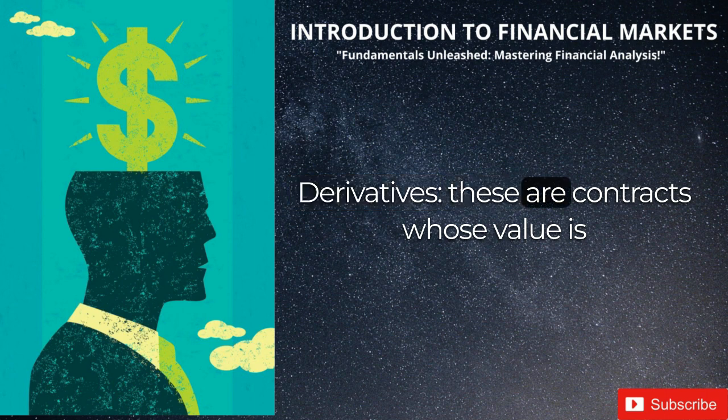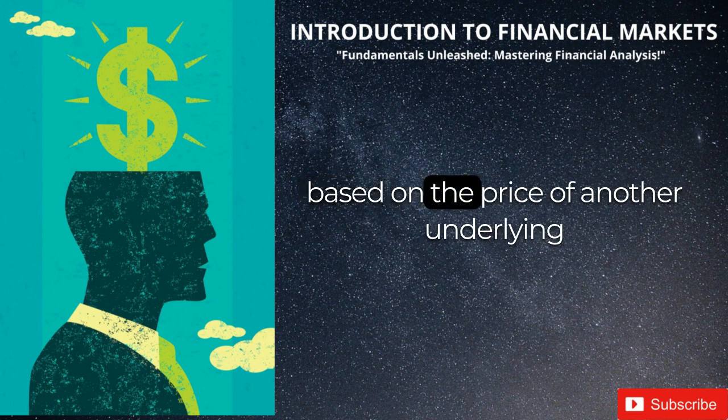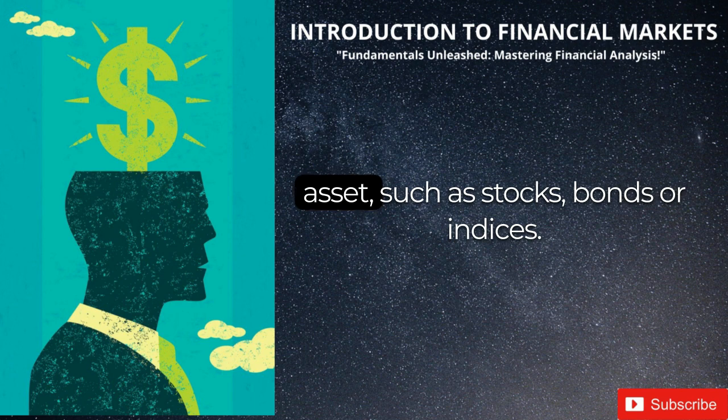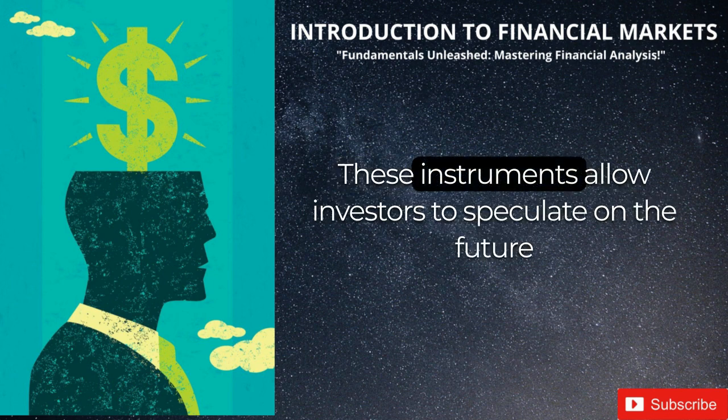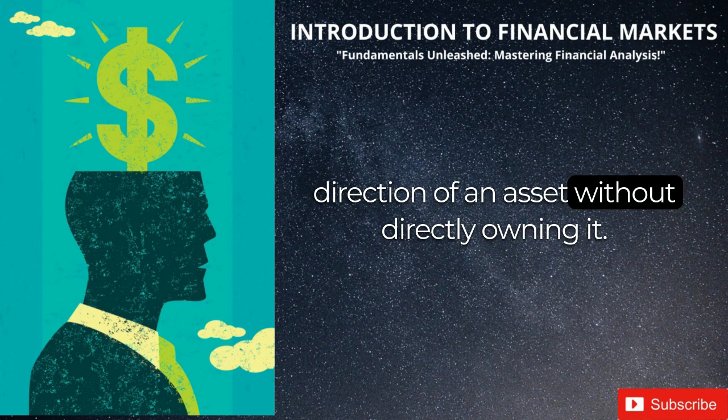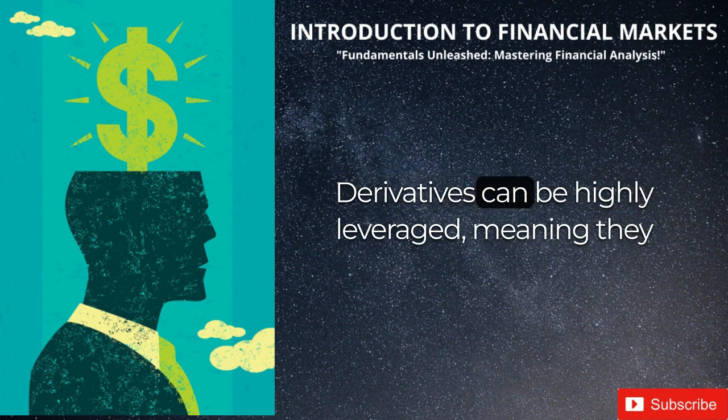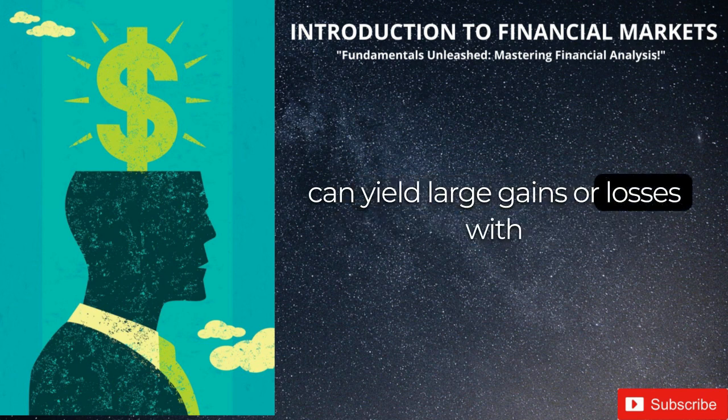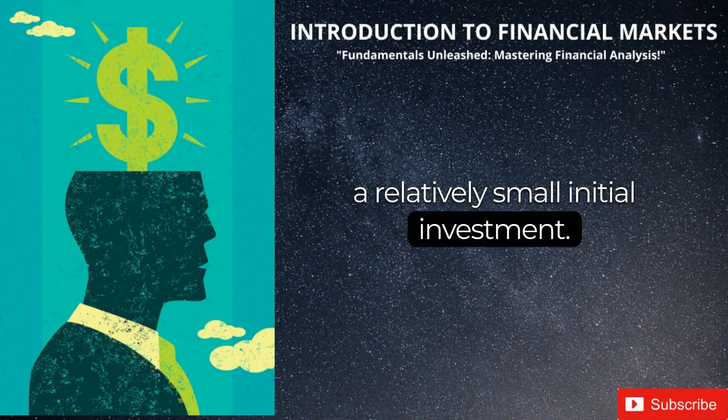Derivatives. These are contracts whose value is based on the price of another underlying asset, such as stocks, bonds, or indices. These instruments allow investors to speculate on the future direction of an asset without directly owning it. Derivatives can be highly leveraged, meaning they can yield large gains or losses with a relatively small initial investment.